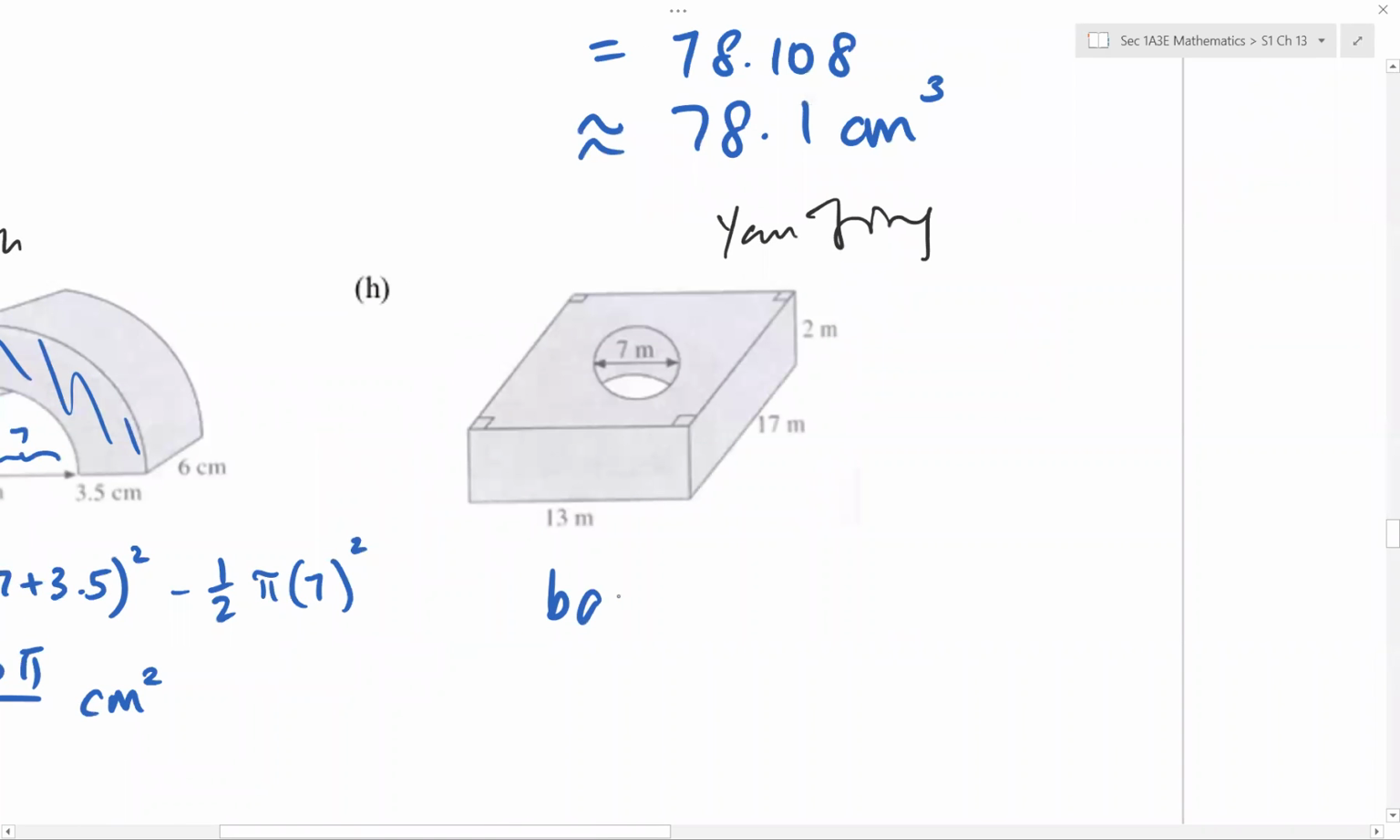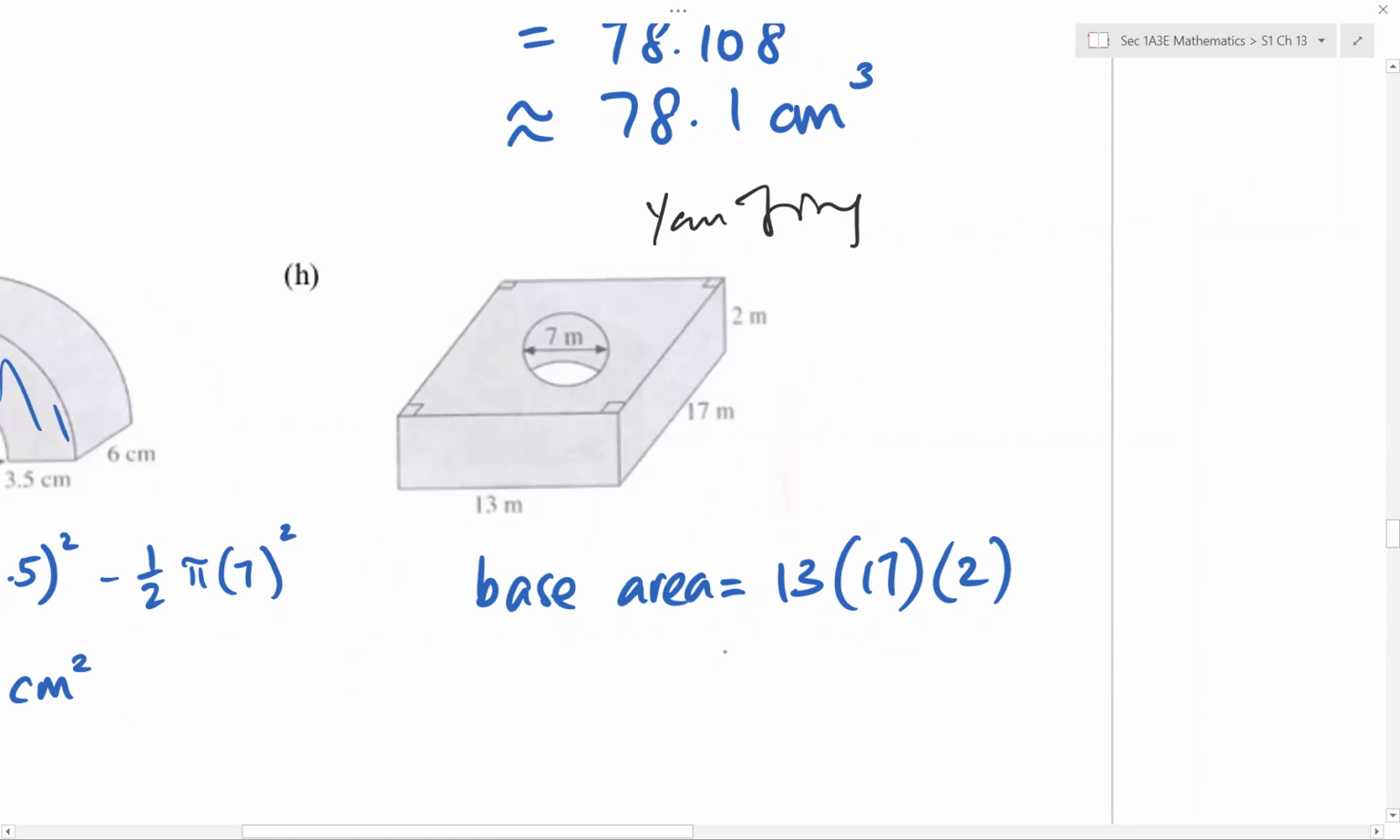Okay, so base area. 13 times 17 times 2, huh? Okay, then equals to 442. What are your units? cm, meter, square.